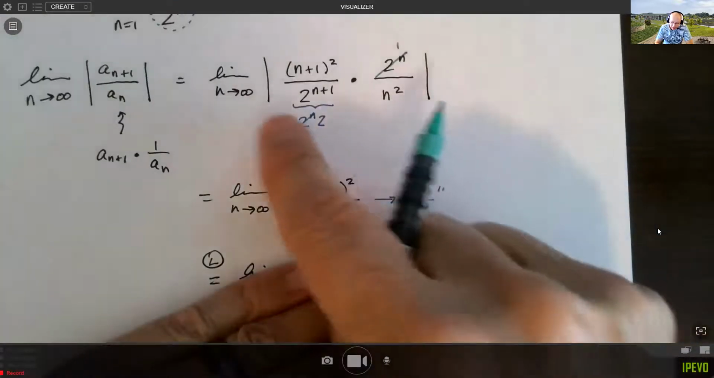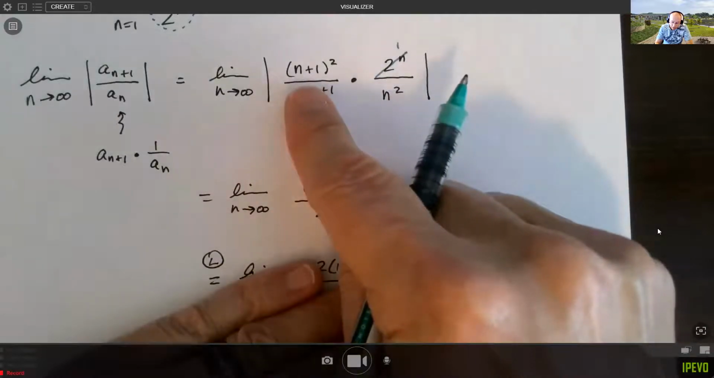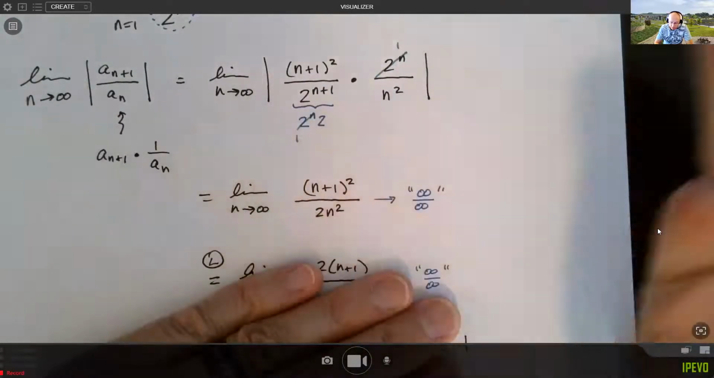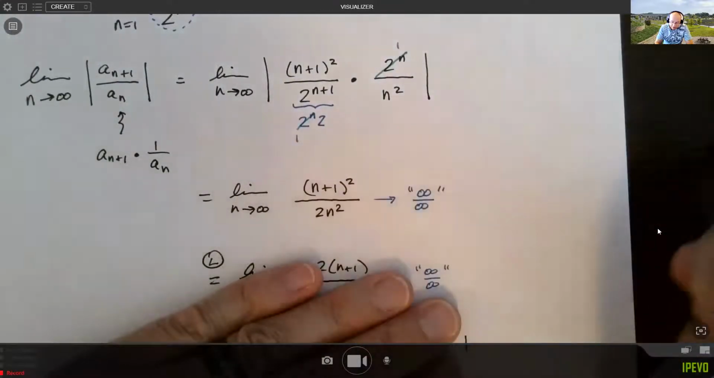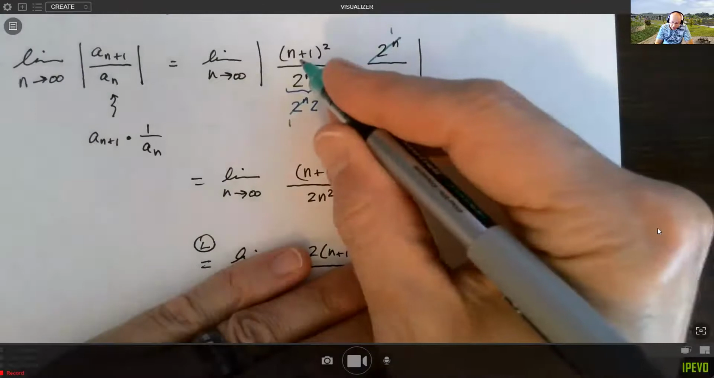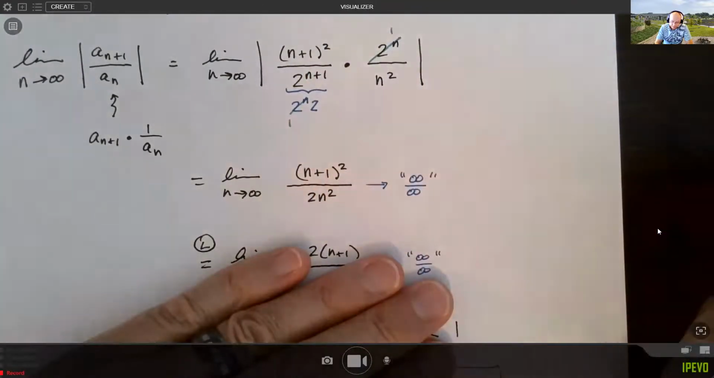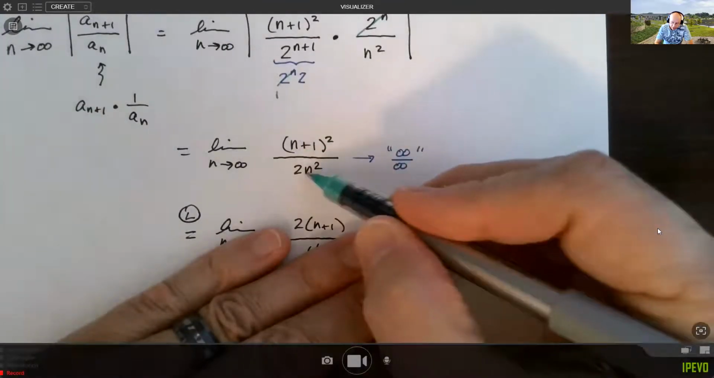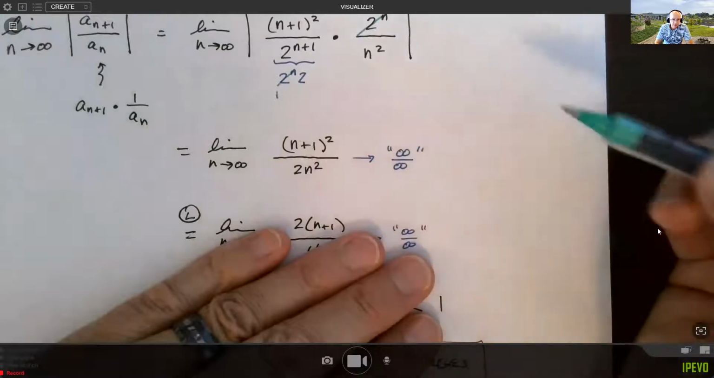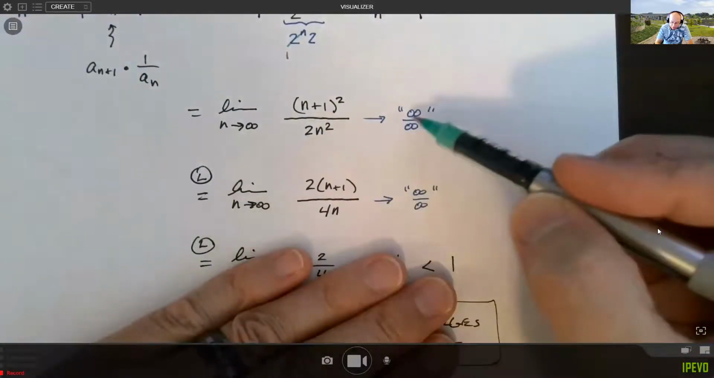I've got the absolute value, but since n is going to infinity, n plus 1 squared and n squared, of course, are going to be positive regardless. So we can just get rid of the absolute value bars. So up top, I've got n plus 1 squared. On the bottom, I've got 2 times n squared. So as n goes to infinity, of course, n plus 1 squared is going to infinity, 2n squared is going to infinity. I'm in the infinity over infinity form. I'm going to use L'Hopital's rule then, because this is L'Hopital's rule form.